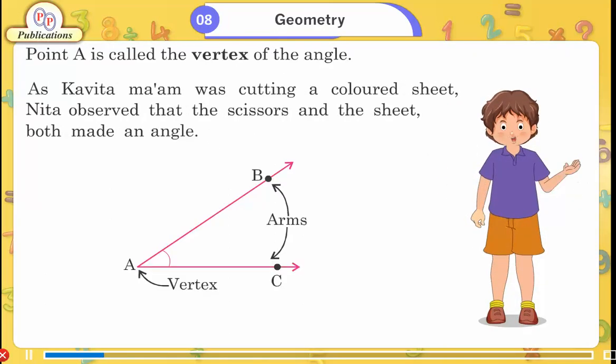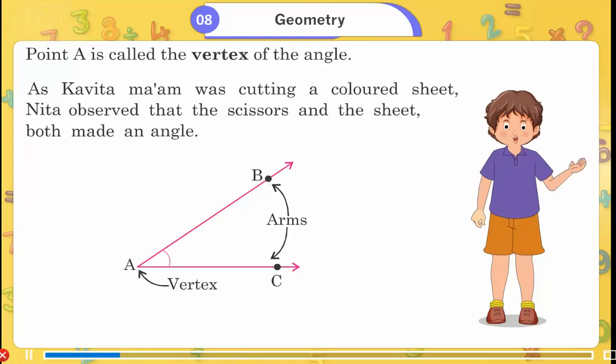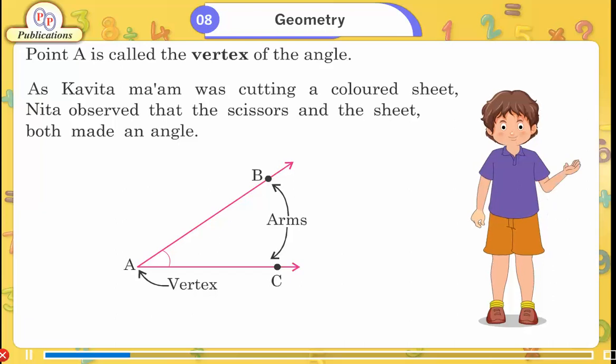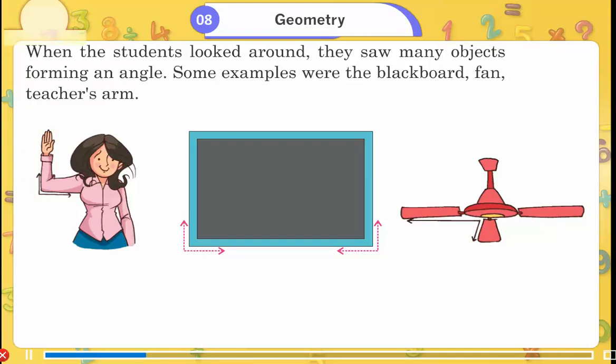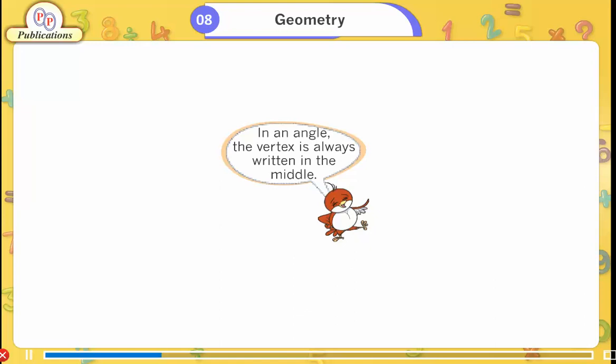As Kavita Ma'am was cutting a colored sheet, Neeta observed that the scissors and the sheet both made an angle. ABC, vertex, arms. When the students looked around, they saw many objects forming an angle. Some examples were the blackboard, fan, teacher's arm. In an angle, the vertex is always written in the middle.